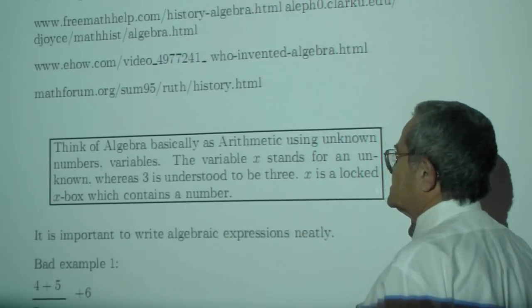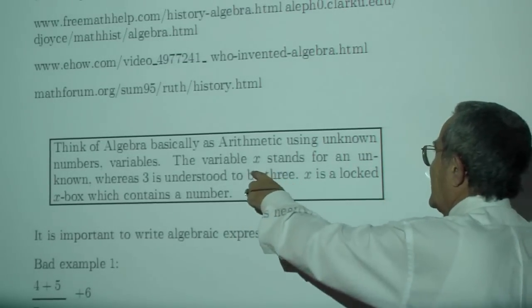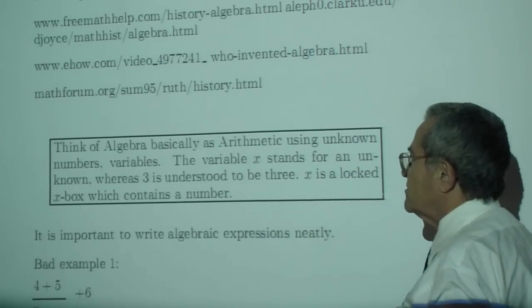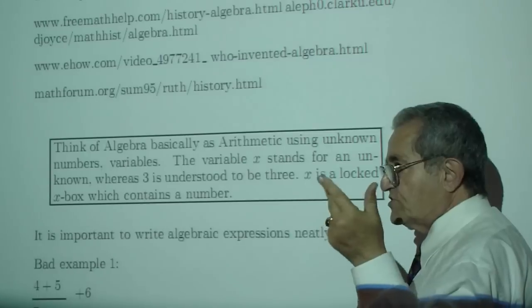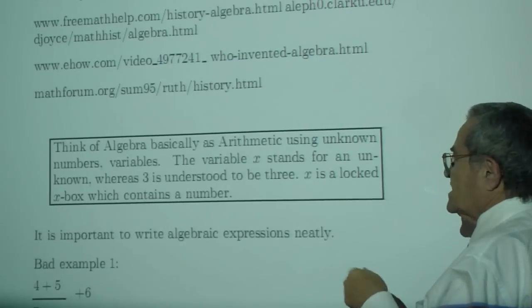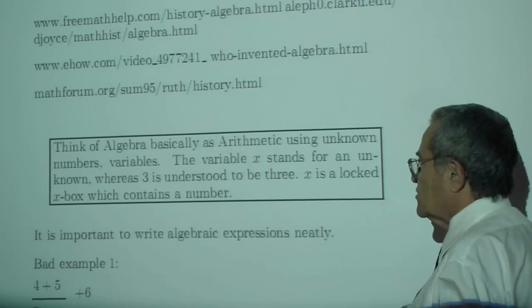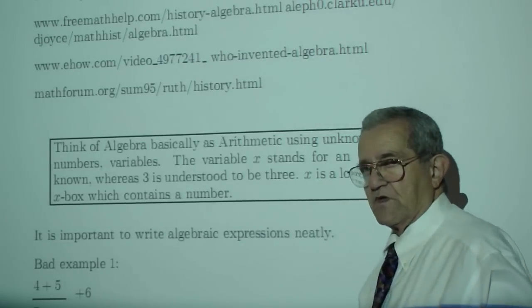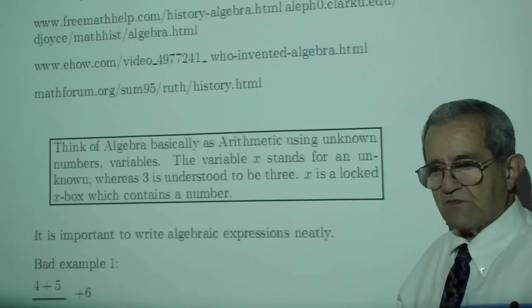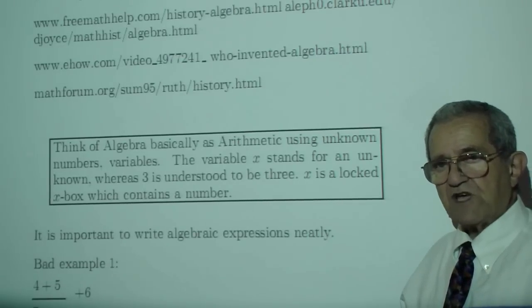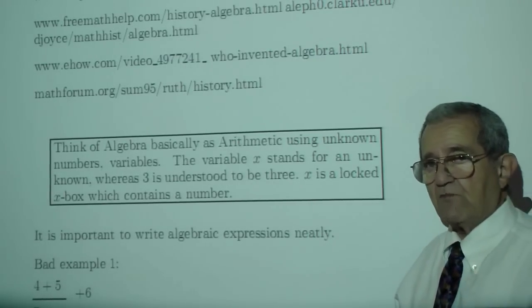Using unknown numbers and variables. The variable x stands for an unknown, whereas 3 is understood to be just 3, 1, 2, 3. X is a locked box which contains a number. So whenever you come across x or y or z, think of a box. It's a locked box. Your object is to unlock the box and find the number inside.